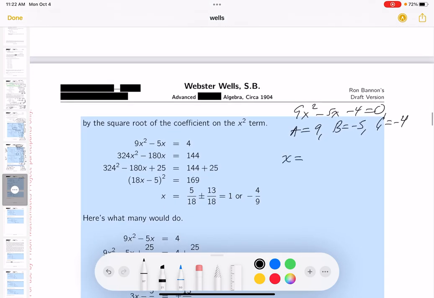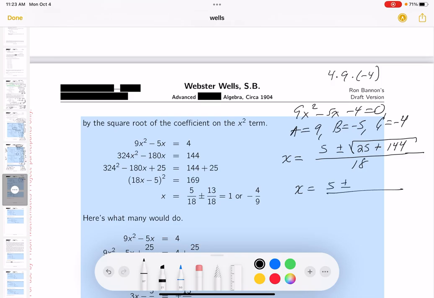X equals the opposite of B, which is 5, plus or minus the root. B squared is 25 minus, well, let's write this down, 4 times the A times the C, which is minus 4, right? Let's take a look at that. You get 16 times 9. I know it's a negative number, by the way. 16 times 9, that's 90 and 54, 144. But it's actually minus a minus, which is plus. What goes on bottom? Twice A, which is 18. What do you get? X equals 5 plus or minus the root of 169 over 18.